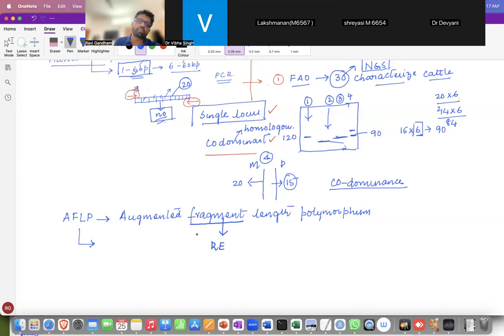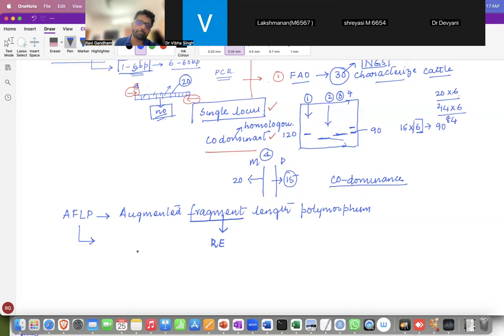Okay. First, what do we do in AFLP? AFLP involves, let us say you have DNA, you take this DNA, cut this DNA with a frequent cutter first and a normal cutter next. Means you cut it with a restriction enzyme that has a restriction recognition site of 4 base pair as well as 6 base pair, right? So frequent cutter and a normal cutter. Normal 6 base pair cutter.